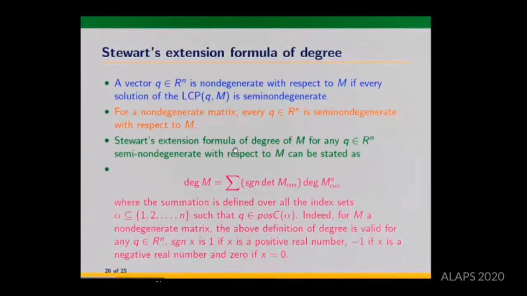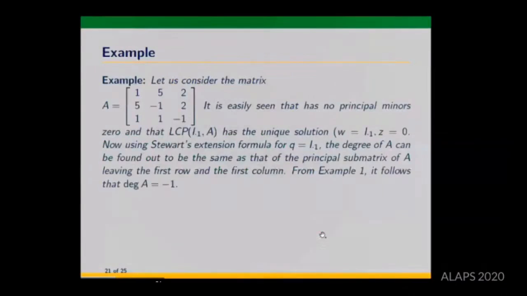Now Stewart's extension formula of degree M, for any q belonging to R^n semi-non-degenerate with respect to M, can be stated as follows. Degree of M is the summation of sign of determinant of M alpha alpha times degree of M/alpha, where the summation is defined over all index sets alpha such that q belongs to pos C alpha. And indeed, if M is a non-degenerate matrix, then the above definition of degree is valid for any q belonging to R^n. And sign of x is 1 if x is a positive real number, -1 if x is a negative real number, and 0 if x is equal to 0.